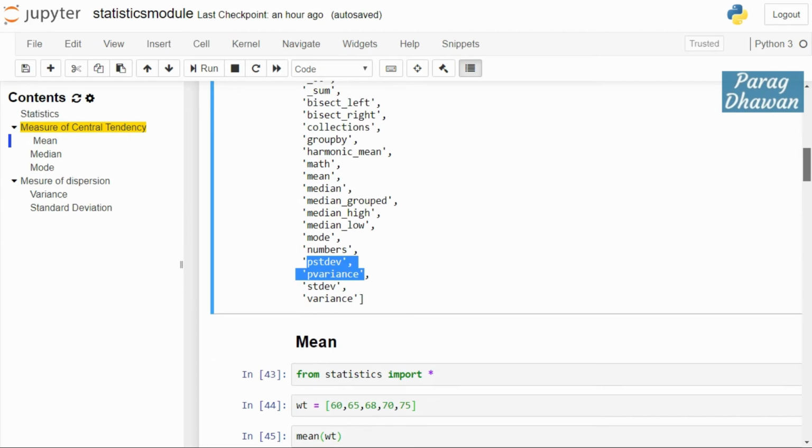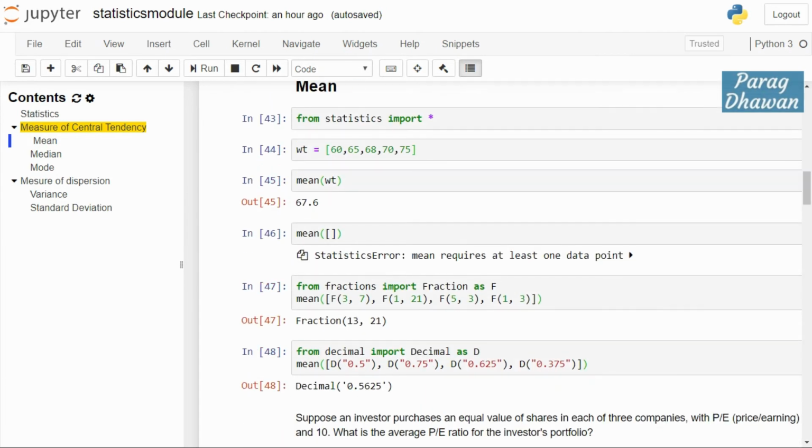Let's compute mean. Now in the second import syntax, we are importing all the functions of the library directly: from statistics import star. You are not using any alias. You have one variable, weight. Suppose this is a sample of the population of a given area wherein 60, 65, 68, 70 and 75 are weights of persons. If a single point can be used to describe this data, we can use a measure of central tendency, the mean of WT.